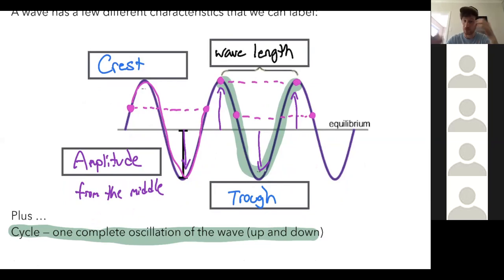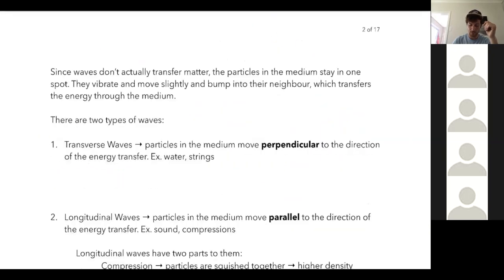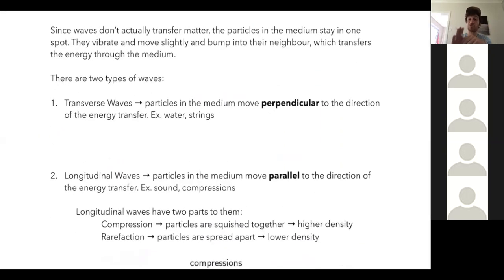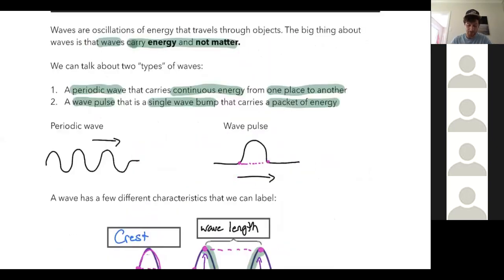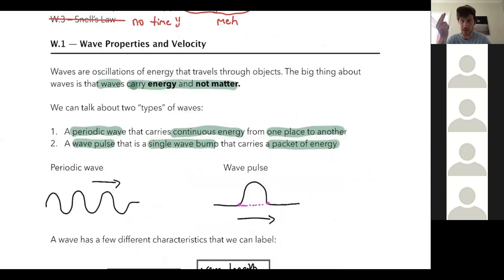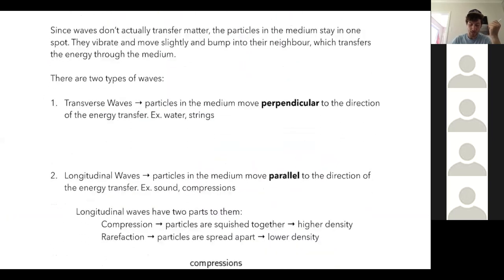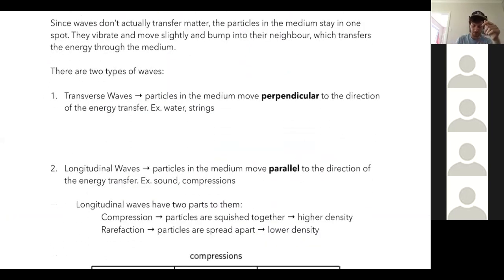That's how we label a wave, the characteristics of a wave. Beautiful, okay? Now, there are two more different types of waves, different types in how they transfer energy. So yes, we have periodic waves and wave pulses. But regardless, in both periodic waves and wave pulses, we can have two different types. We can have what's called a transverse wave or a longitudinal wave.